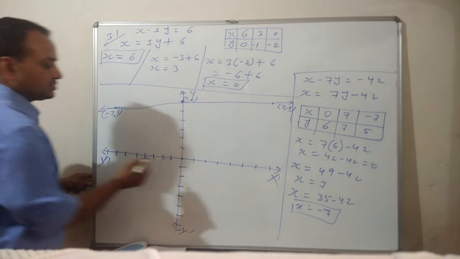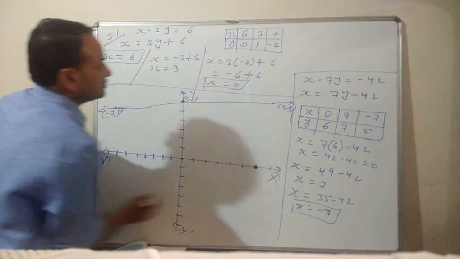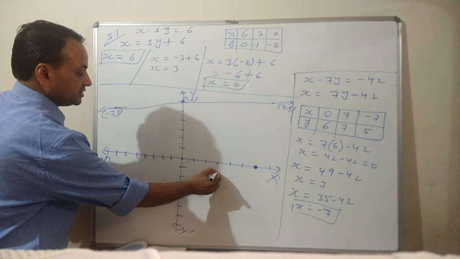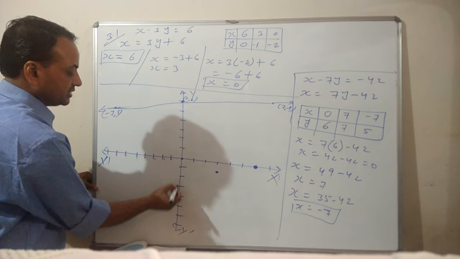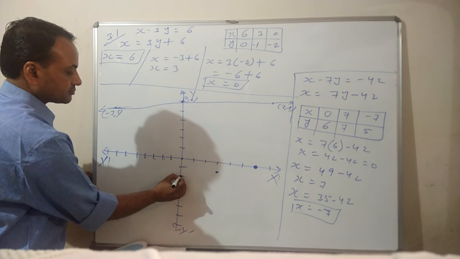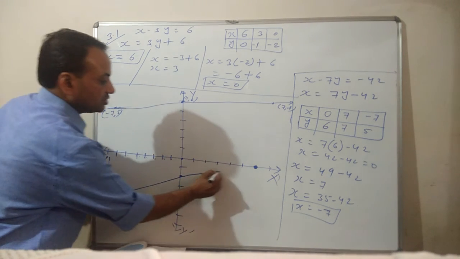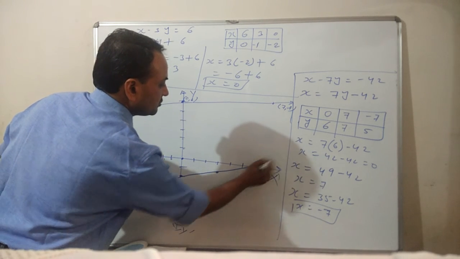(6, 0): where will (6, 0) come? 1, 2, 3, 4, 5, 6. Exactly here. Then (3, -1): 3 means there, minus 1 is here. Correct? Another is (0, -2). Where is it? It is here. If I join all these three, it will go this way.